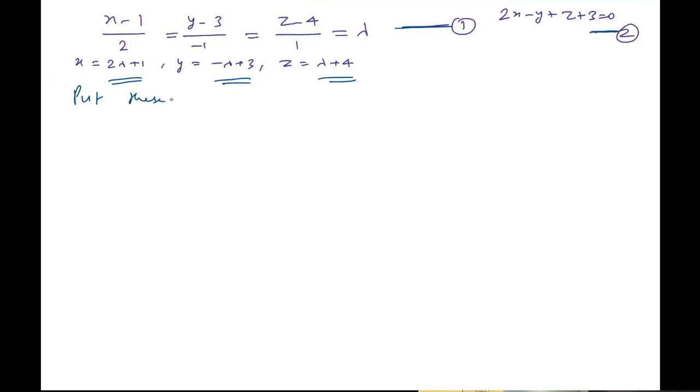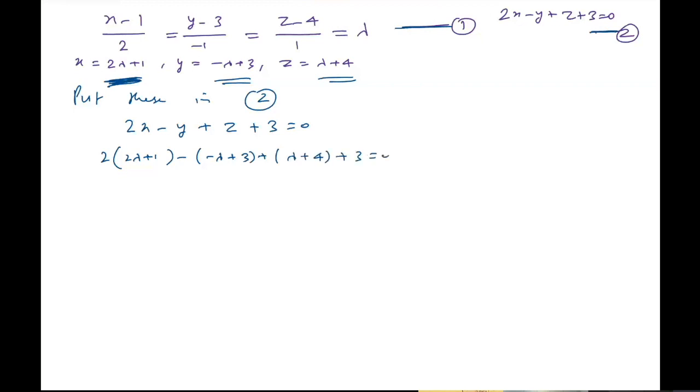Put these in equation 2. So what is equation 2? 2x minus y plus z plus 3 equals 0. Now just put the value of x, which is 2 lambda plus 1, here. Minus y is minus lambda plus 3, plus z. Z is nothing but lambda plus 4, plus 3 equals 0. So this is nothing but 4 lambda plus 2 plus lambda minus 3 plus lambda plus 4 plus 3 equals 0.